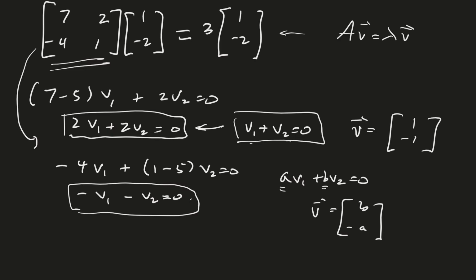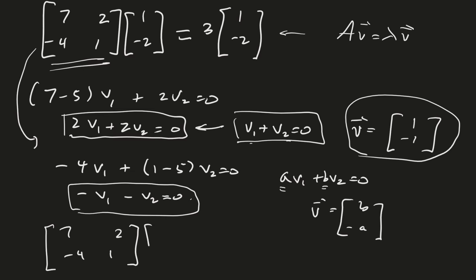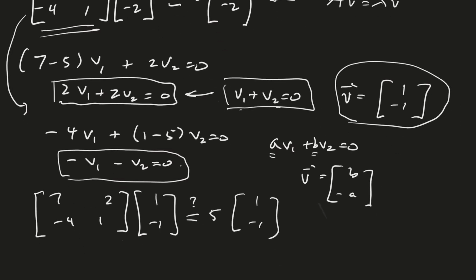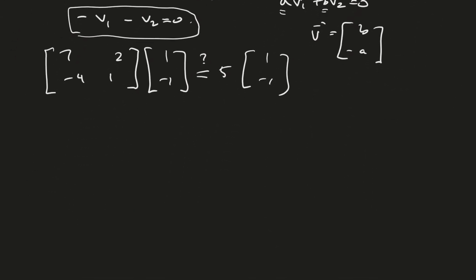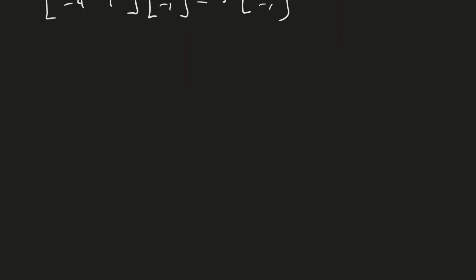If you did have time, you could check that this is an eigenvector, meaning you could take the matrix [7, 2; -4, 1] times (1, -1), and see whether that is equal to 5 times (1, -1). You should see that those are the same. Very good. So we've been able to find the eigenvalues and eigenvectors of that array.